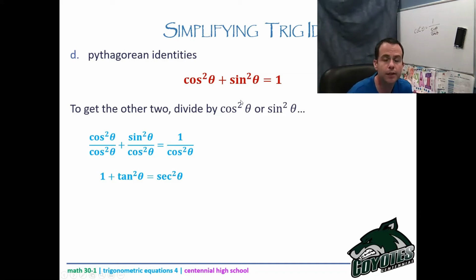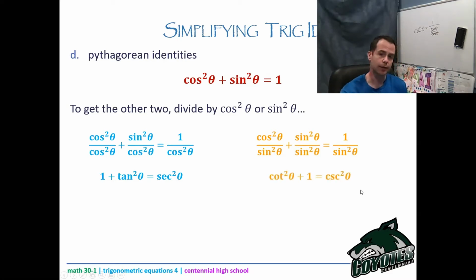The other way to do it is we go back to the original, cos squared theta plus sine squared theta equals 1, and we divide everything by sine squared instead. So if I divide each term by sine squared, now I'm looking at this guy. This is cos squared theta over sine squared theta. Well, cos over sine is cotangent, so that would be cotangent squared theta, plus 1 equals cosecant squared theta. So that's the third Pythagorean identity. Okay, so 1 up here, 2 right here, and 3 right here.